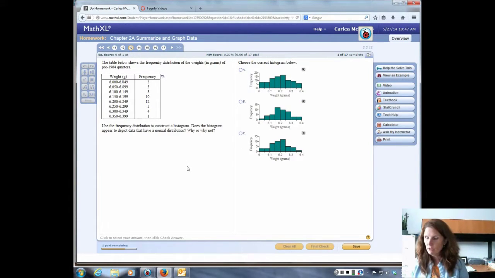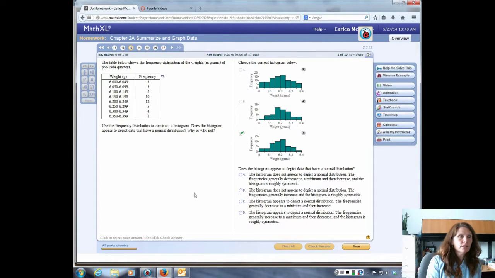All right, so this is another one where we're going to pick the graph and choose the correct histogram based on the data. So your first one's going to be 3, your second one's 3, then it goes up to 8. Here it looks like this one starts at 7 or something, so that can't be it. This one looks pretty low, and then they jump up right away. So the only one that really makes sense for us that I see is this one, C.